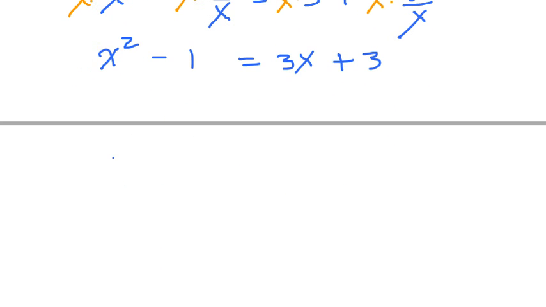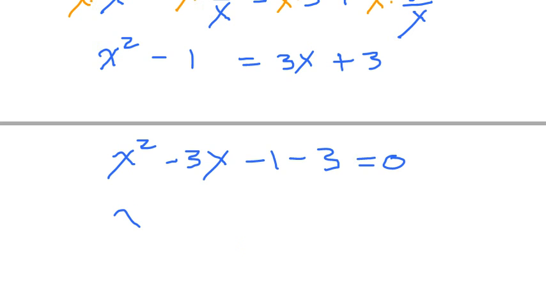Alright, what are we doing here? So we're at x squared. Let's take that 3 over. Minus 3x minus 1 minus 3. We're bringing that 3 over to the left too. Alright, see that? Okay. And we end up with x squared minus 3x minus 4.